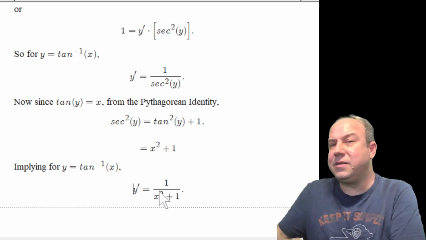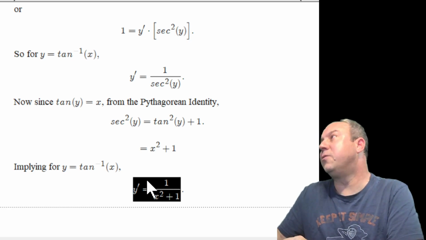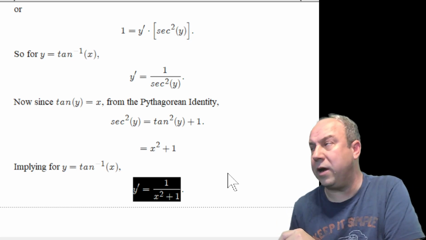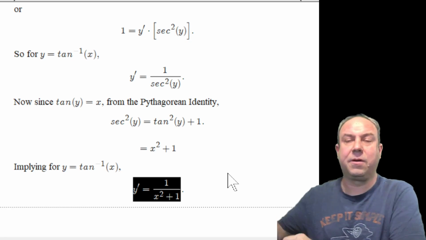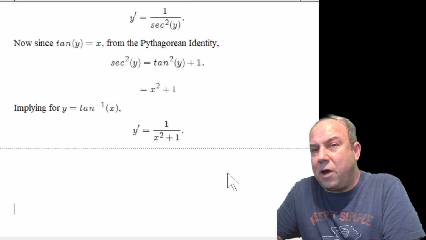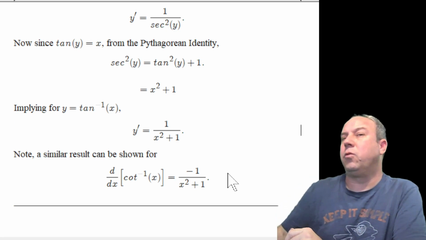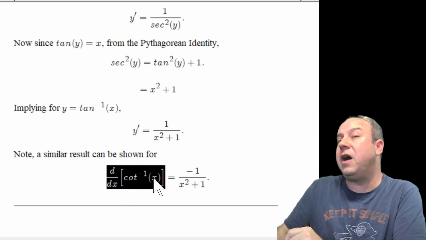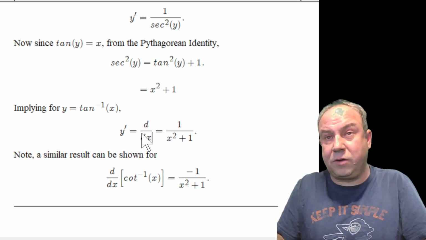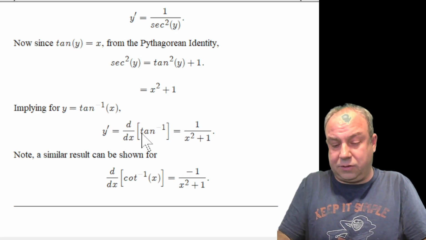Right. This is the inverse tangent's derivative. It is given specifically by the quantity 1 over x squared plus 1. Right? And we draw that result, say, here. Well, we note a similar result can be shown for the derivative of the cotangent inverse. And actually, let me draw this result for the tangent. This is the derivative with respect to x for the tangent inverse of x.